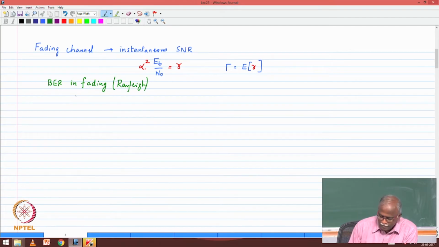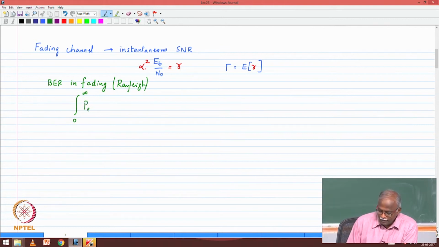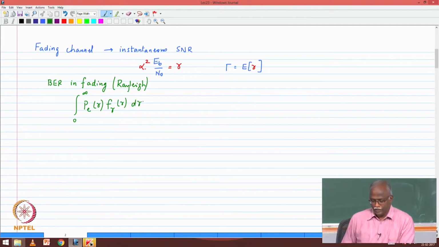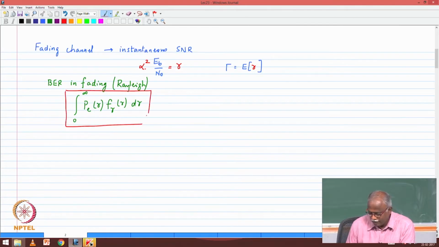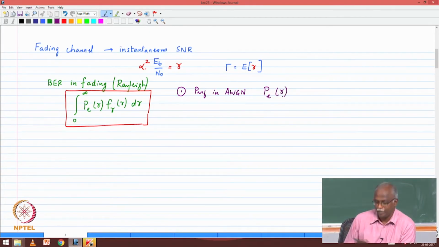So any modulation scheme in the presence of fading can be written as the integral from 0 to infinity of the probability of error as a function of gamma, which is the performance in AWGN, multiplied by the distribution of the SNR in that particular environment. This is a very useful, very powerful equation which will be your starting point for any modulation scheme, any type of fading. What are the two things you will ask for? The first thing you will ask for is the performance in AWGN, where you have a fixed SNR. So the probability of error in AWGN as a function of gamma.